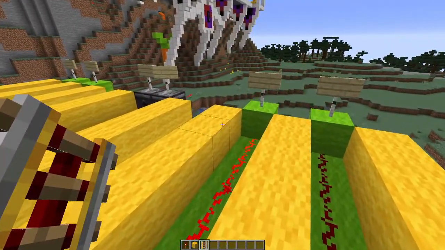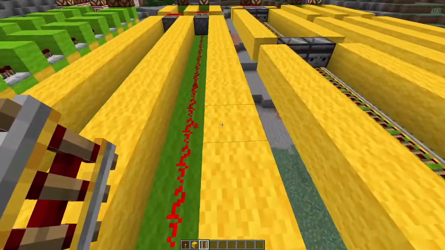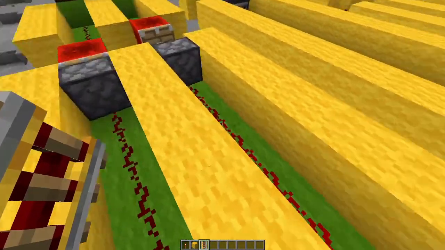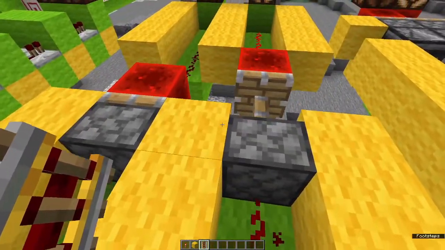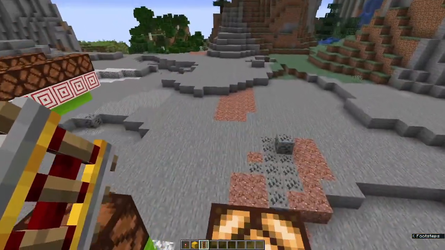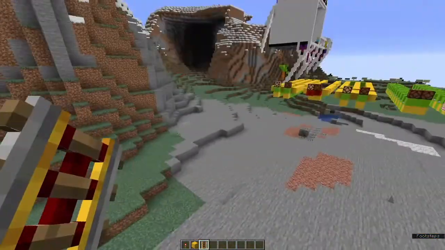But why is it called an insta-wire? Well, that's because pistons activate instantly. So you flip the lever, this line's going to activate, the piston's going to power instantly. And then the next piston's going to power instantly. And then the next piston's going to power instantly.